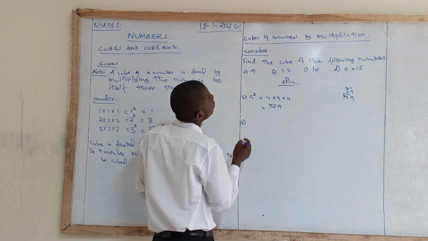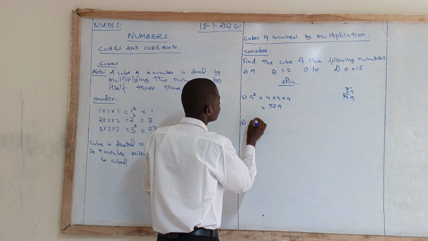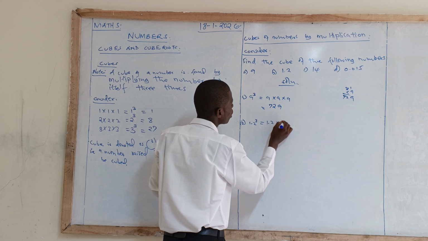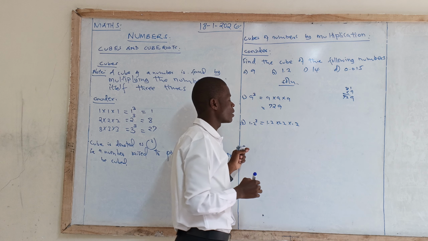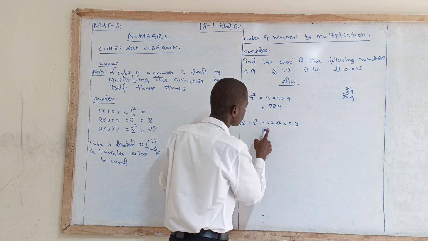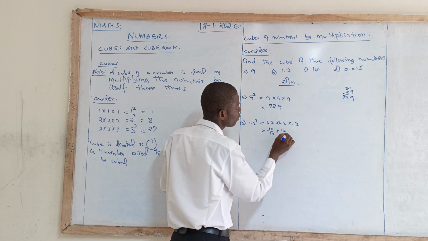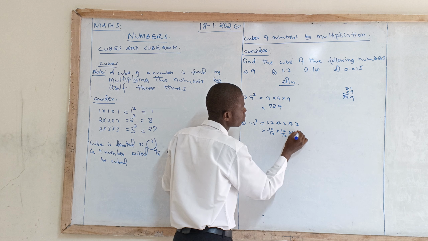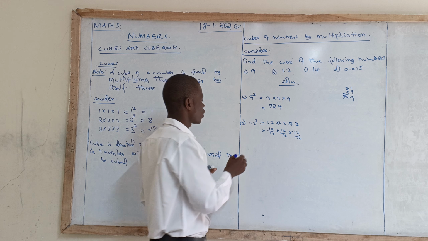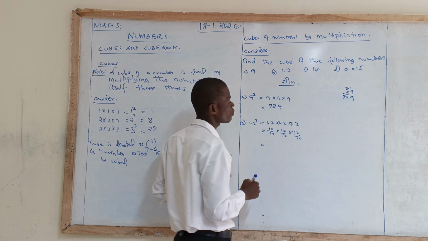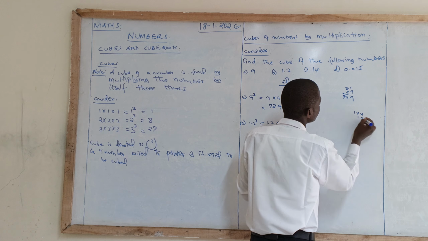B, what do you have? We have 1.2. So 1.2 cubed will be 1.2 times 1.2 times 1.2. So multiplying, this is the same as 12 over 10 times 12 over 10 times 12 over 10. Very simple. So here we just multiply 12 times 12, that's 144. So 144 times 12.